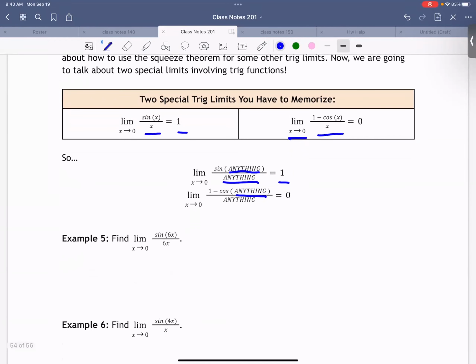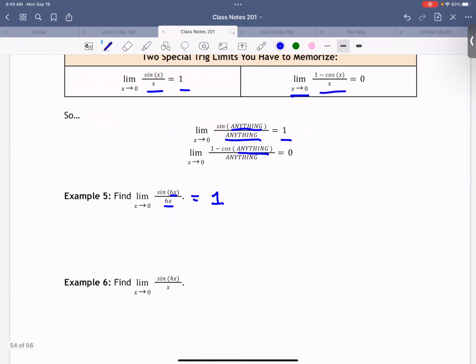We have the limit as x approaches 0 of sine of 6x over 6x. Since the 6x matches inside the sine and in the denominator, what's this limit going to be? 1, good. So as long as the inside of the sine and the denominator match, that limit is definitely going to be 1.